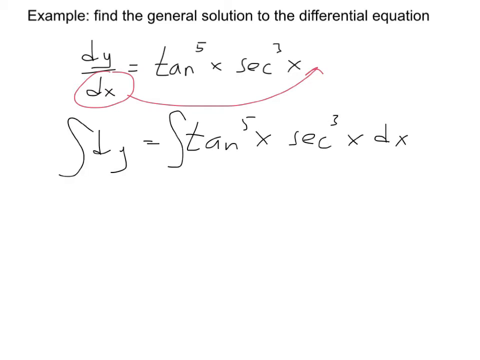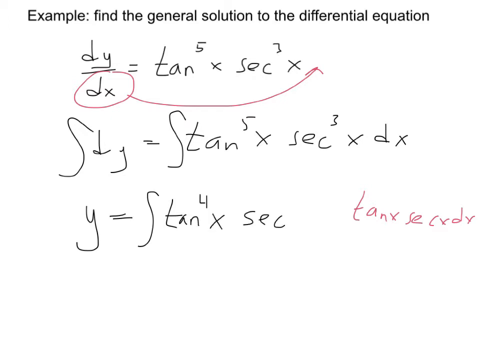Then when we integrate, the left-hand side just turns into y, and the right-hand side is where we suddenly have work to do. So the strategy was that we're supposed to take this problem and reserve a tangent x secant x dx on the side. Now in order to do that, it means that I only have 4 powers of tangent x left, and I'll only have 2 powers of secant left.